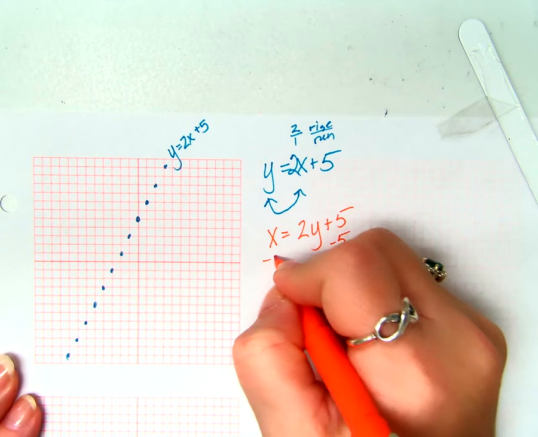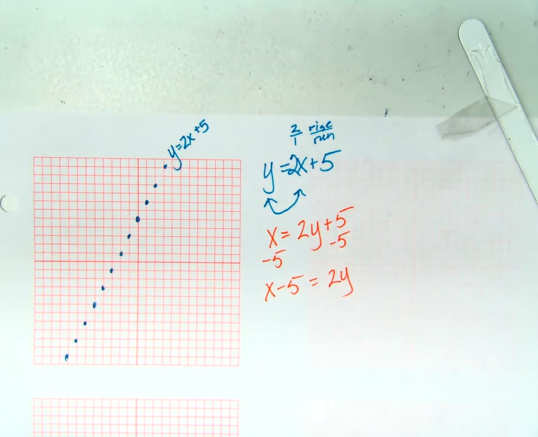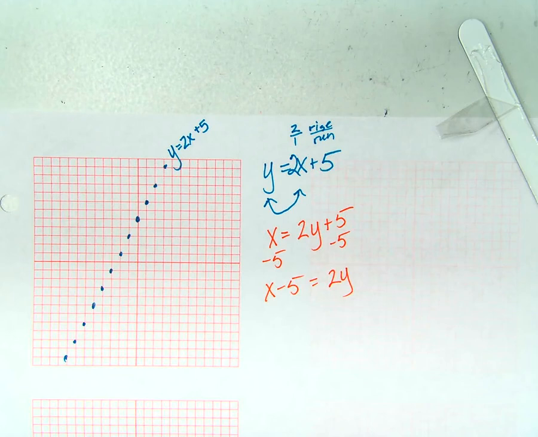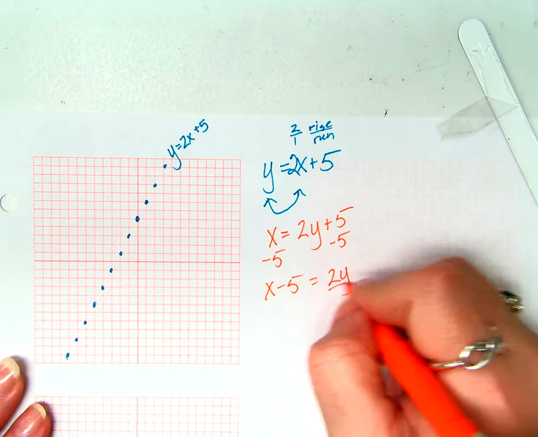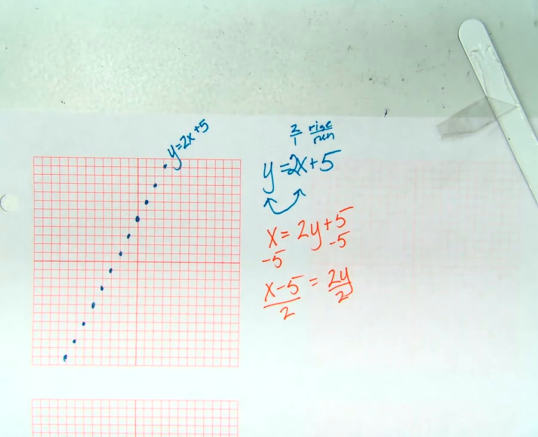Subtract 5 from both sides. I heard you. X minus 5 equals 2y. And then divide by 2. Good. How do I write my answer?